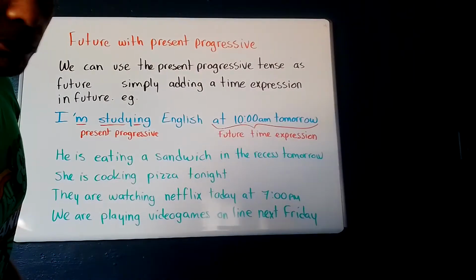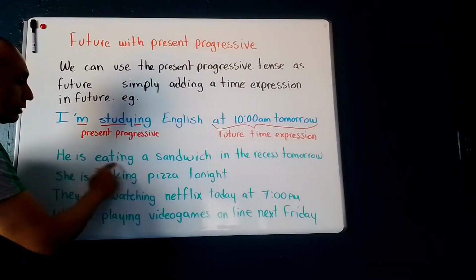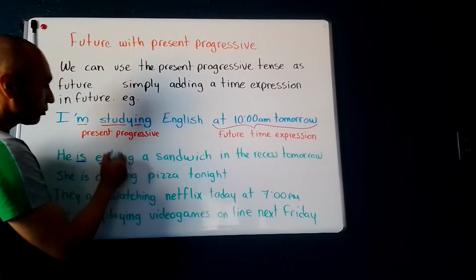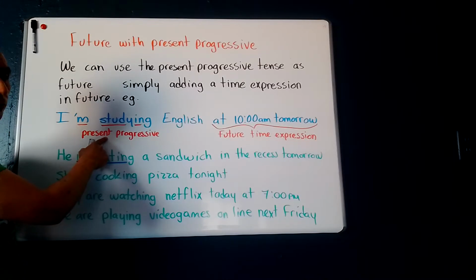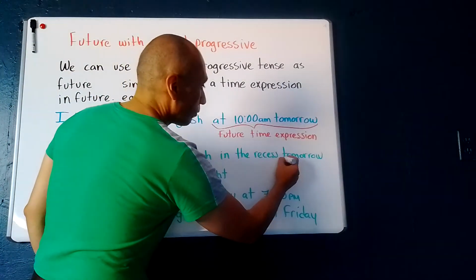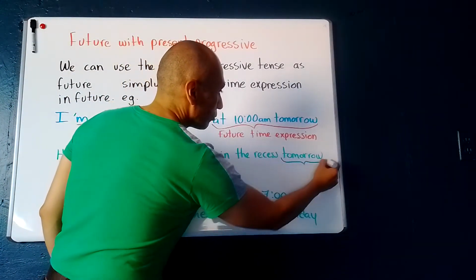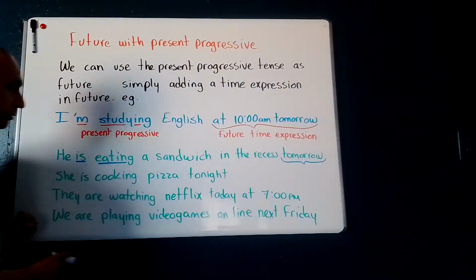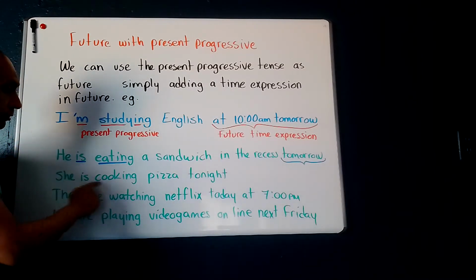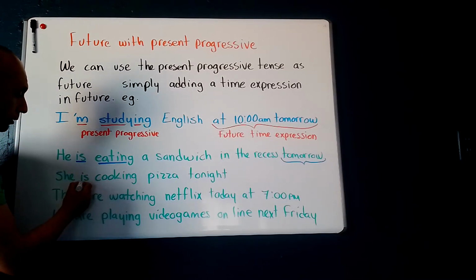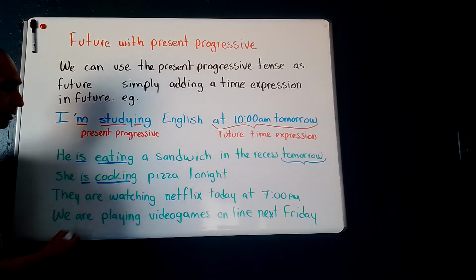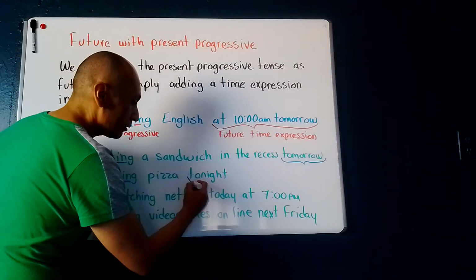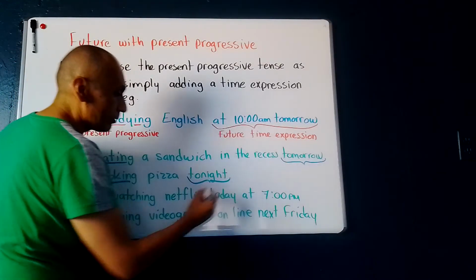Okay? So I have some other examples just right here with me. He is eating a sandwich in the recess tomorrow. Is eating is going to be my verb core in present progressive, and tomorrow is going to be my future time expression. Okay, I have the two elements already. In the second sentence, she is cooking pizza tonight. Is and cooking is going to be the core of the present progressive, and tonight is going to be my time expression in future.